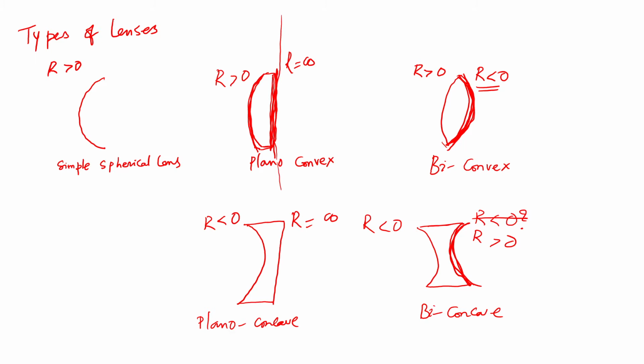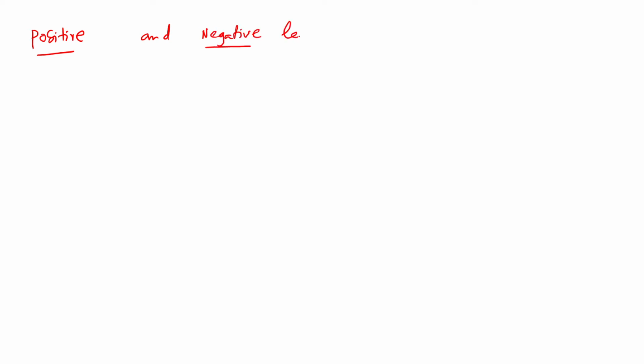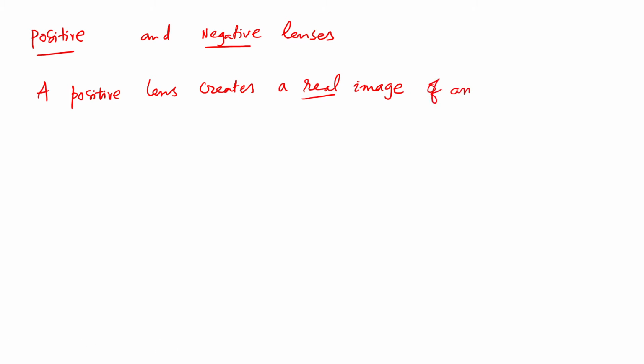So now let's see a little bit more about biconvex and biconcave lenses, or in general we will look at what we call positive and negative lenses, right? A positive lens creates a real image, right? That means rays actually converge in reality of an object at infinity, or that basically means a set of parallel rays.